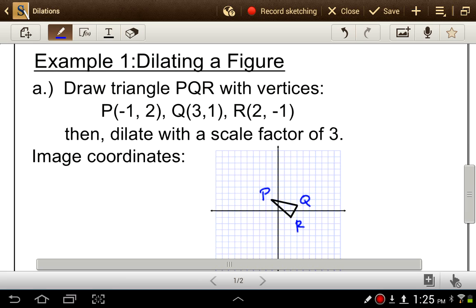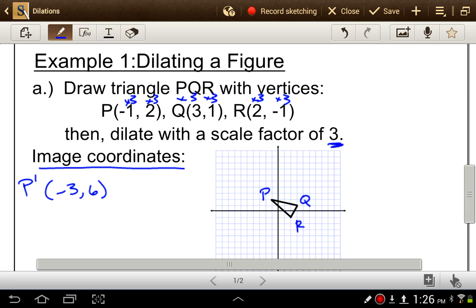So now that I have my labels on there, I'm going to dilate with a scale factor of 3, which means I'm going to take my original coordinates and multiply them all by 3. So it's pretty simple. So my image coordinates I can write down right here. So for P prime, I'm going to take negative 1 times 3, that's negative 3. So I'm just going to multiply each one of these by 3. Okay, so I'm just going to take all my coordinates and multiply by 3. Okay, 2 times 3 is 6. So P prime is negative 3, 6.